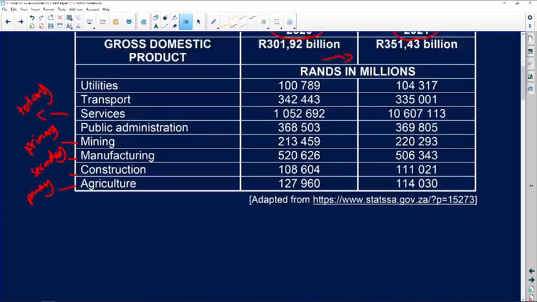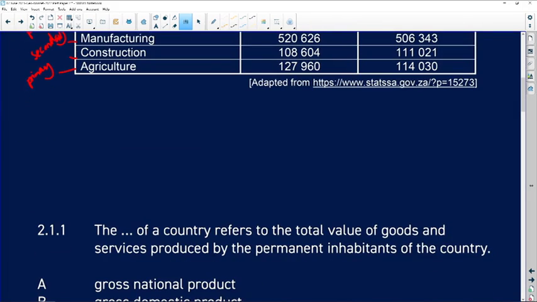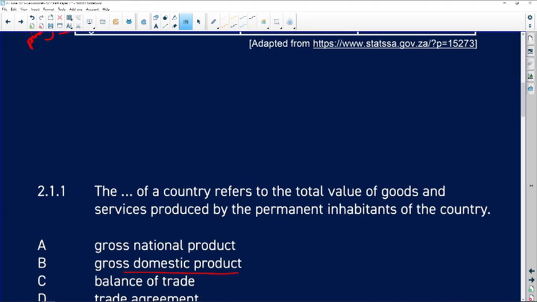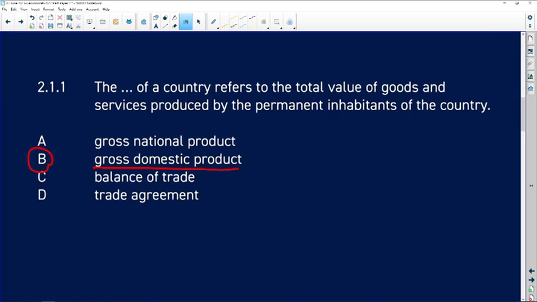So our question 2.1 is multiple choice. So if we quickly look at question 2.1.1, the what of a country refers to the total value of goods and services produced by the permanent inhabitants of a country. That's the gross domestic product. So the correct answer will be B. Gross national product adds the exports that takes place as well. So it's within the country, it's gross domestic product. So the correct answer for 2.1.1 will be B.